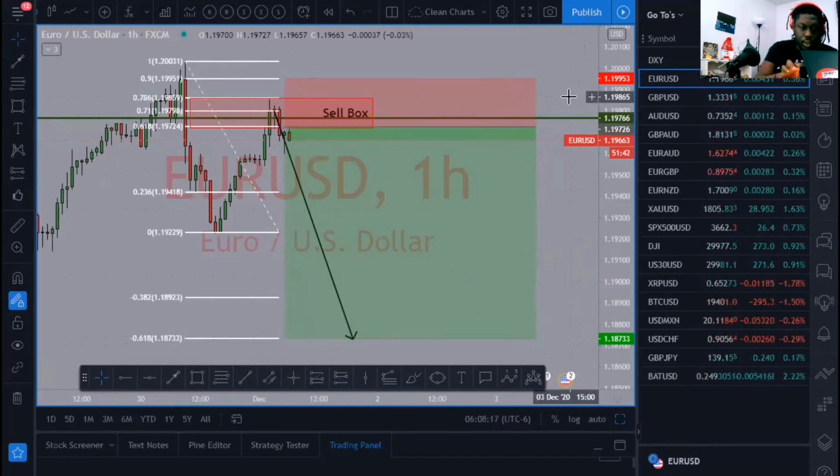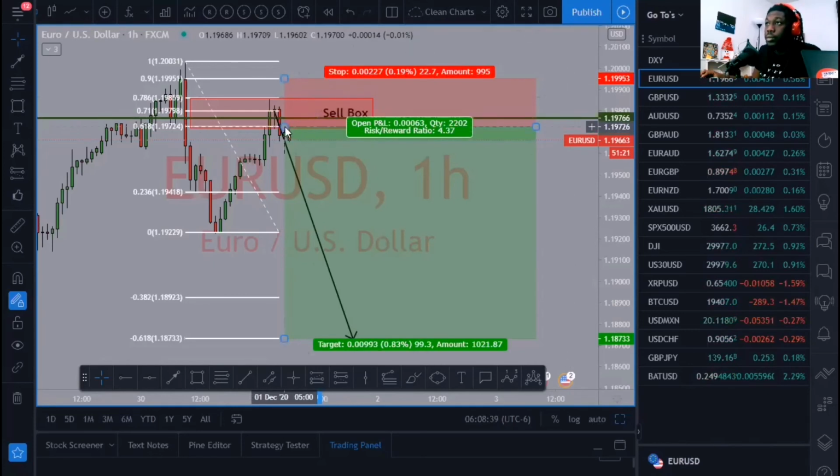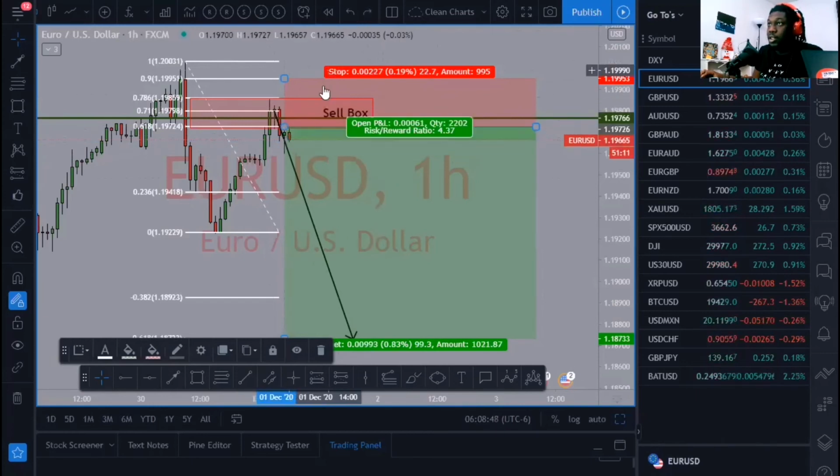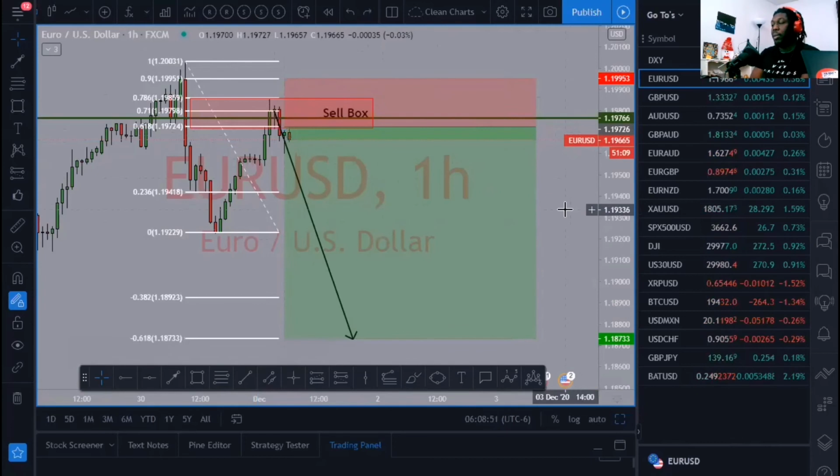222, so that would be 1.19953. And I'm okay with getting in where the price is at right now because then my stop loss is going to be like 25 pips instead of 22. So I'm going to go ahead and sell this. With this entry right here, it's 29 or 30 pips instead of 22 pips back up there. But still, this is my entry right here that I got into with my account.